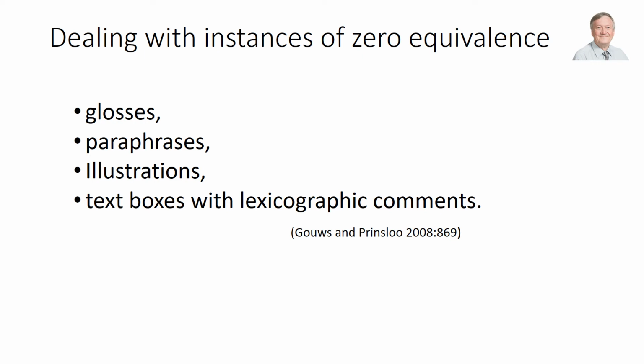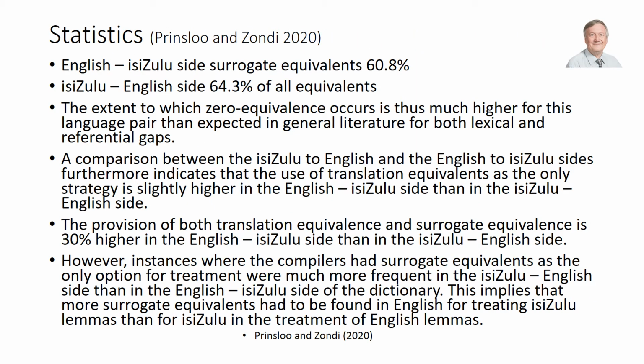There are a number of strategies that the lexicographer can use when dealing with instances of zero equivalence, e.g., the use of glosses, paraphrases, illustrations, and even text boxes with lexicographic comments. In the English to IsiZulu side of the dictionary, surrogate equivalence accounted for 60.8%, and in the IsiZulu to English side, 64.3% of all equivalents used.